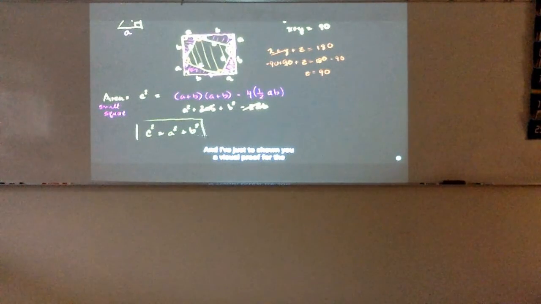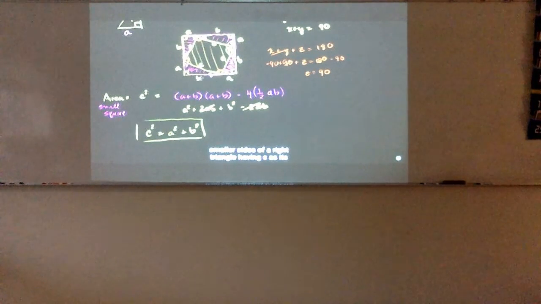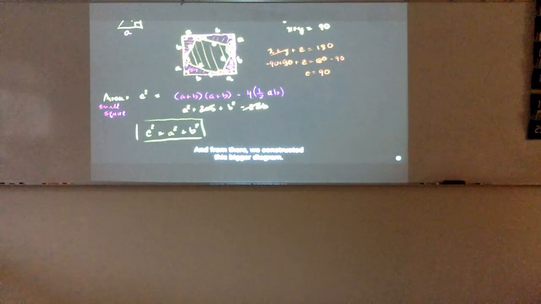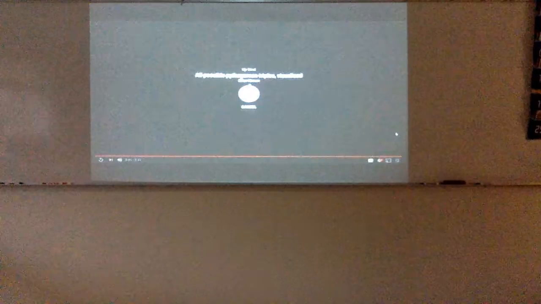And I've just shown you a visual proof for the Pythagorean theorem. Because remember, a and b were the smaller sides of a right triangle having c as its hypotenuse. And from there, we constructed this bigger diagram. Hopefully you found that fun.